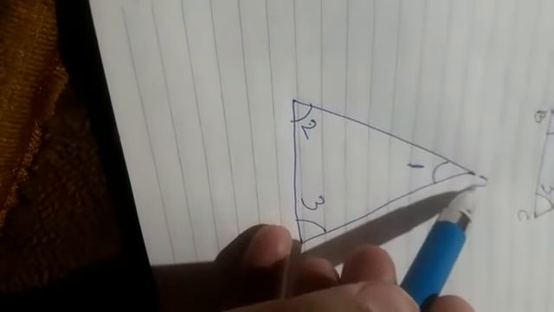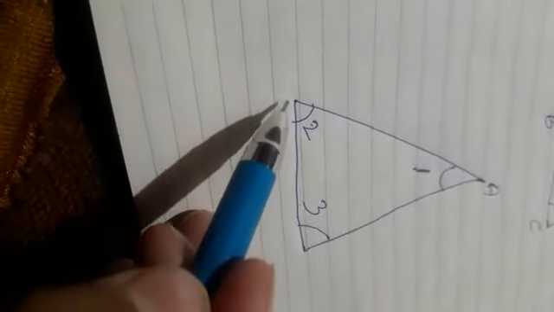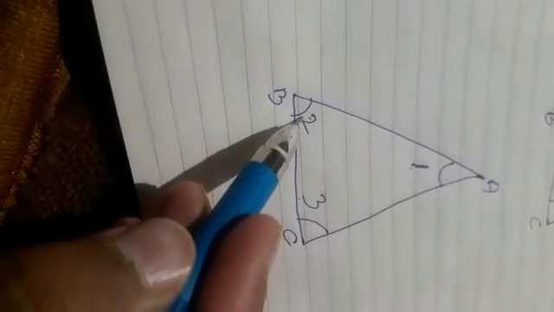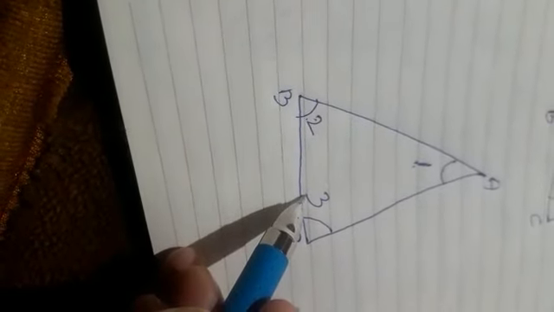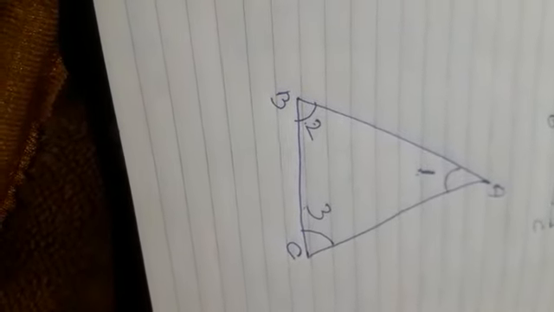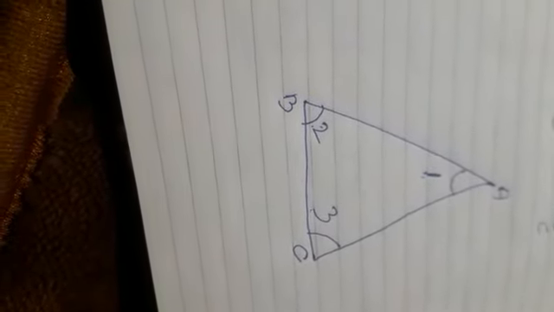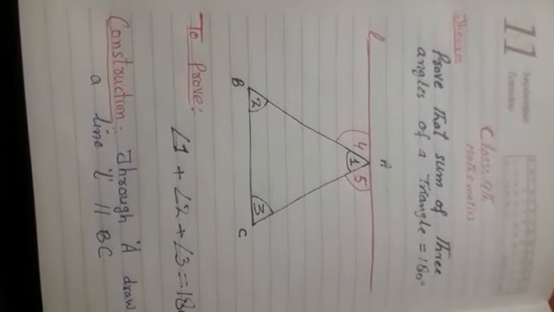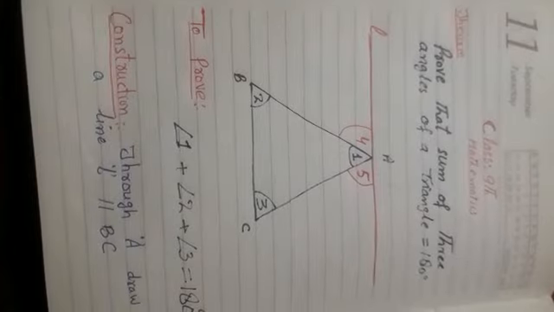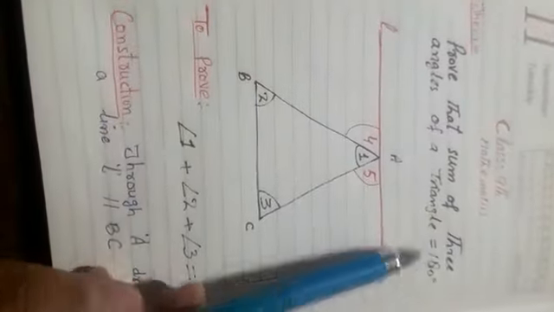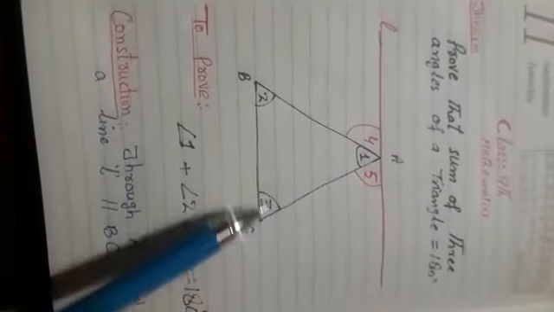Let this be a triangle, with vertices A, B and C. We have to prove angle 1 plus angle 2 plus angle 3 is equal to 180. How can we prove this theorem? How can we prove that the sum of three angles of a triangle is 180 degrees? Let's have a look. The statement of the theorem reads: prove that the sum of three angles of a triangle is 180. And this is triangle ABC.